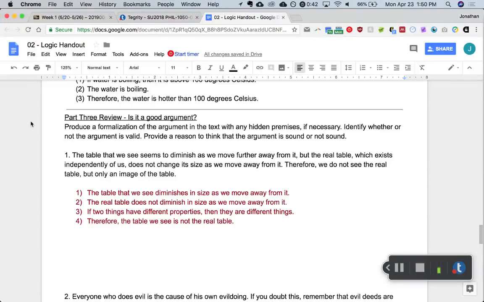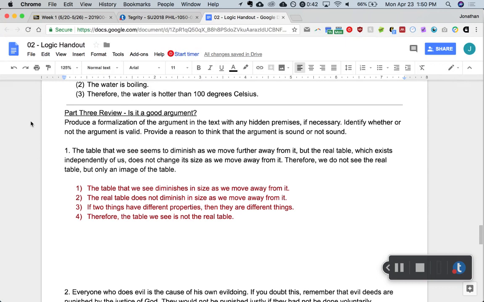All right, so let's go over the answers to this final section. The argument we have here is from David Hume, who is a Scottish philosopher. He says this: the table that we see seems to diminish as we move further away from it, but the real table, which exists independently of us, does not change its size as we move away from it. Therefore, we do not see the real table, but only an image of the table.